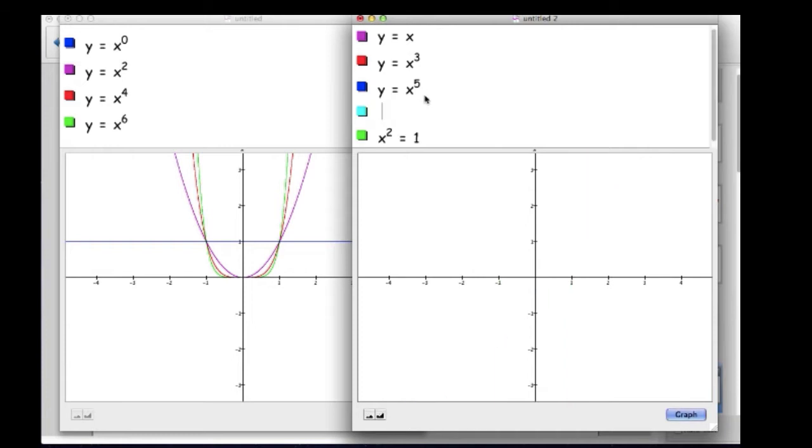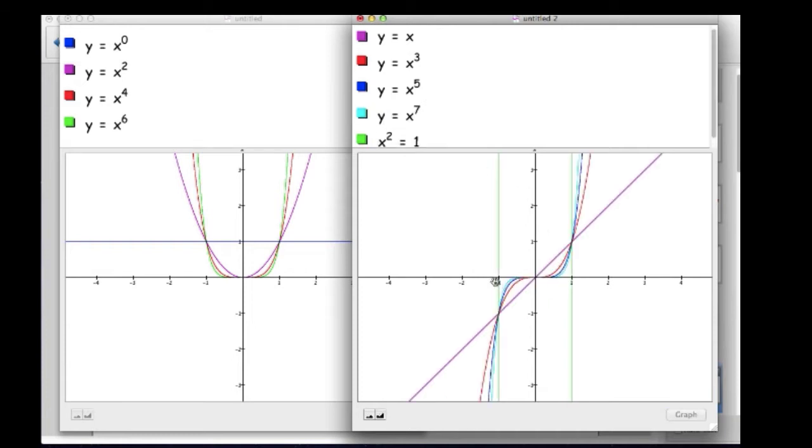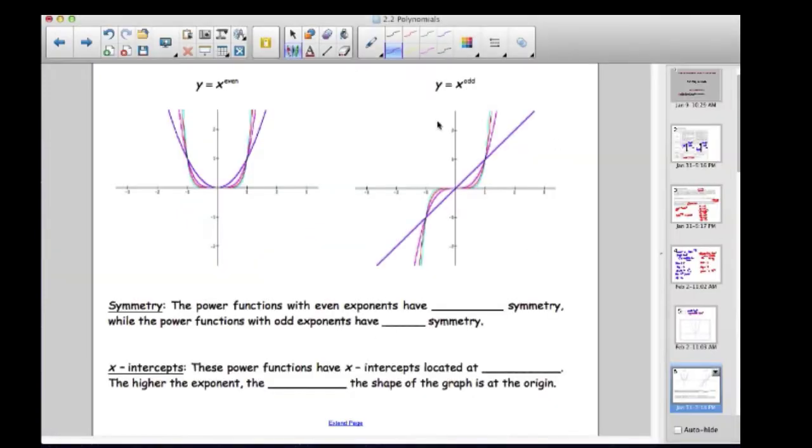And if I keep increasing the odd exponent, I see that the graph gets flatter and flatter, and outside of that the graph gets steeper and steeper. So we see that the x to the 7 graph is the steepest one when x is greater than +1 or less than -1. So that's what this is showing you here.